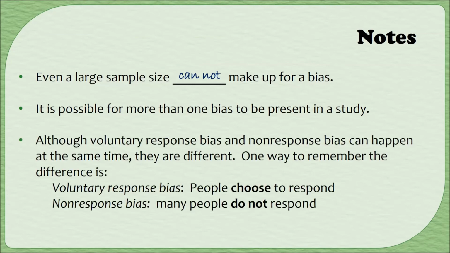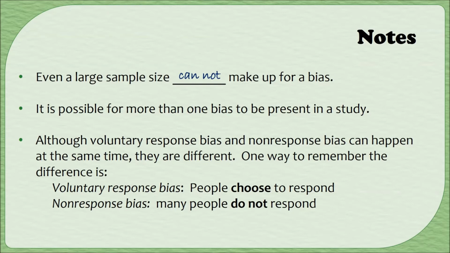And lastly, voluntary response bias and non-response bias are really easily confused because they're very similar. They both have people responding to a survey seemingly voluntarily, except that's not quite true. In a voluntary response bias, people choose to respond. That was the kind of sample that was taken. In a non-response bias, people don't really have a choice to respond. They are told to respond and they choose not to.